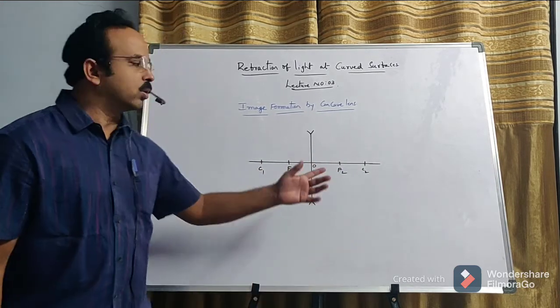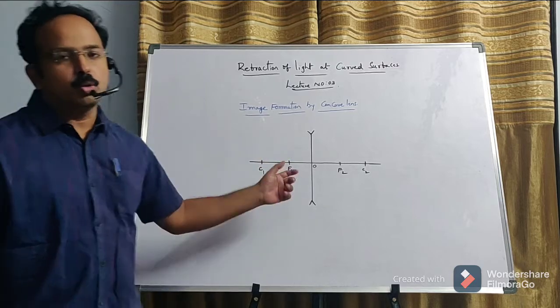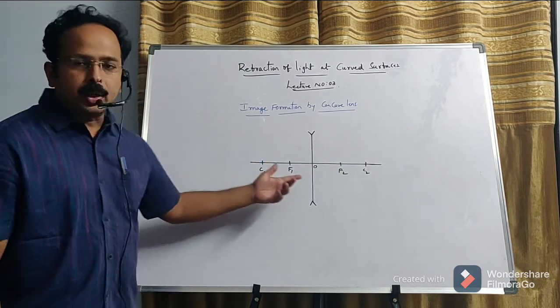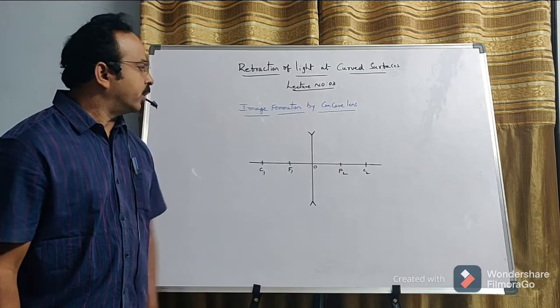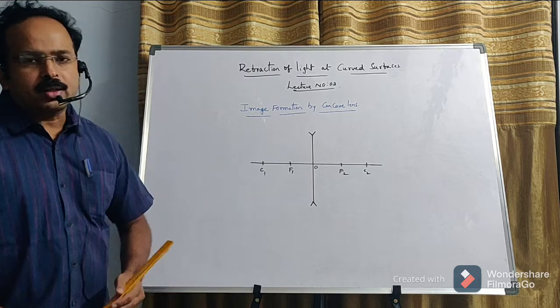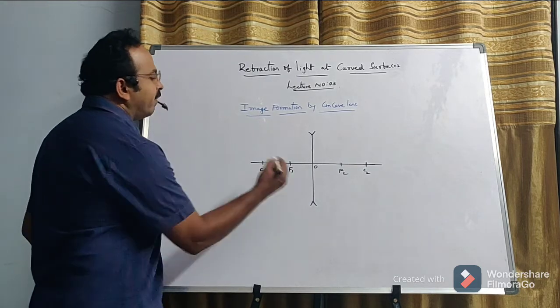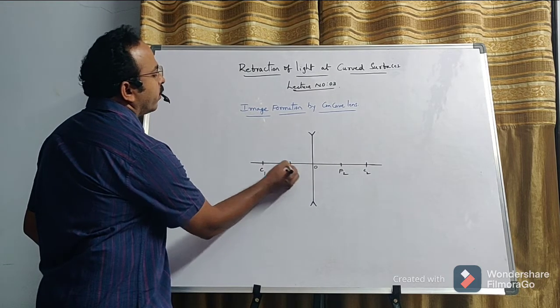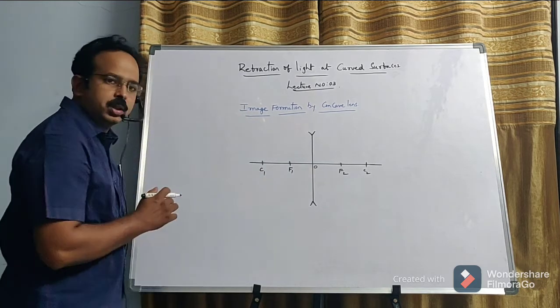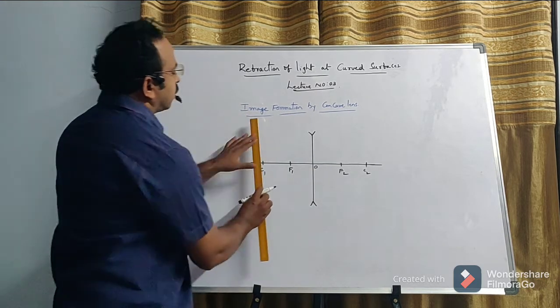There is no problem, because generally for thin lenses the focal length will be the same for both surfaces. Sometimes it will be different also. We have taken it as a concave lens. Now for a concave lens, you can keep the object anywhere from the optic center onwards, anywhere. For example, I am keeping the object like this.